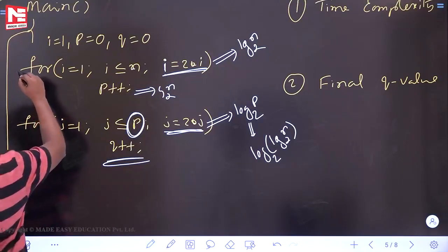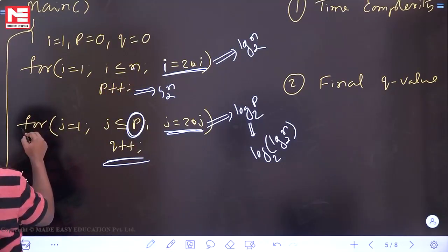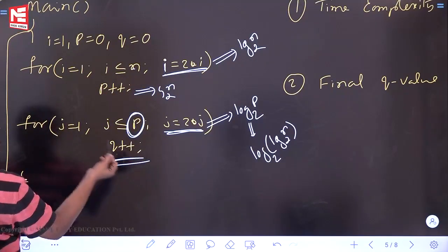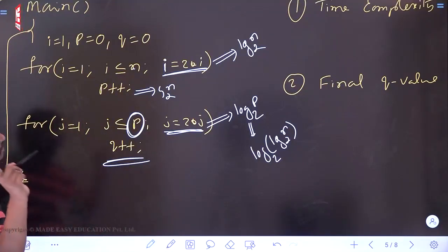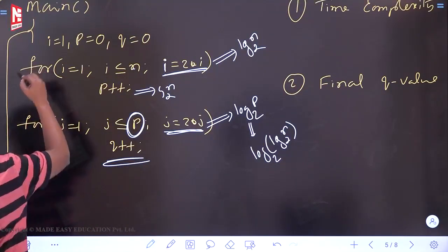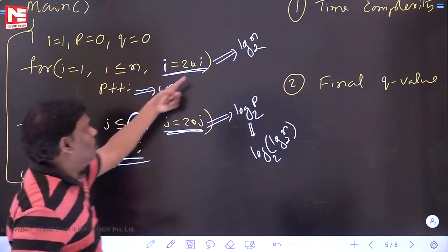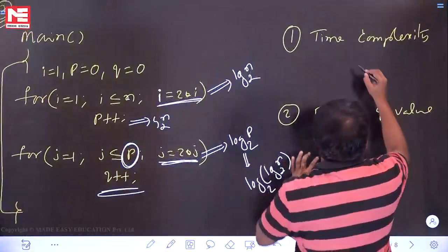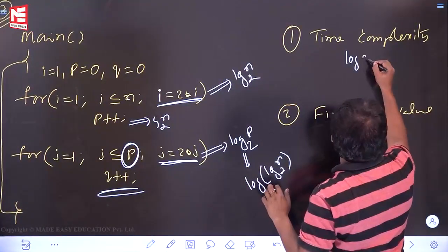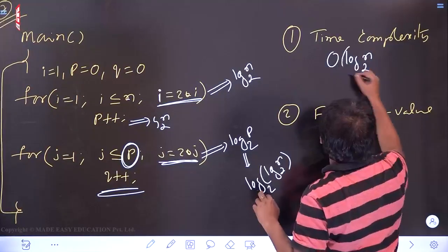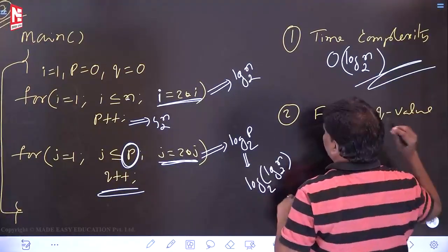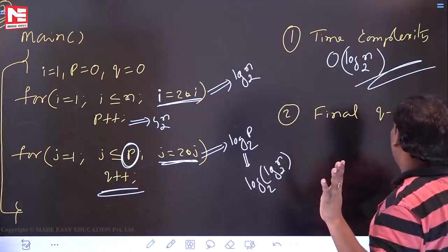Can you say how many times the first loop runs? Log n base 2. How many times does the second loop run? Right? Log n base 2. Can you say which is the larger? Time complexity means the larger one. This is log n time, it is the log n time. The larger one is log n. So the time complexity of this program is going to be log n base 2. Whichever is larger, that is the answer. This is the time complexity. The larger one is the time complexity. Can you help me now?